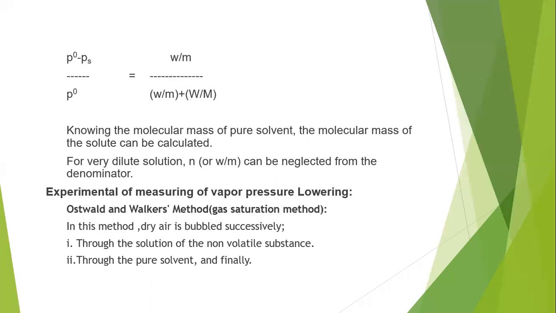Because it is a colligative property, it depends only on the number of moles of a solute, not its composition. So using any colligative property, we can easily find out molecular mass, whether of a solvent or solute. This is the first colligative property, the relative lowering of vapor pressure.